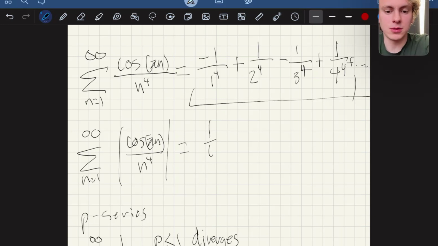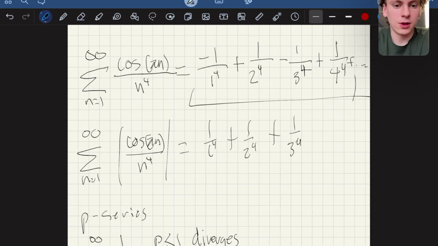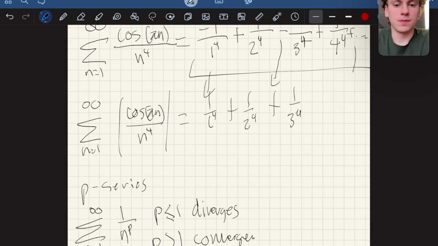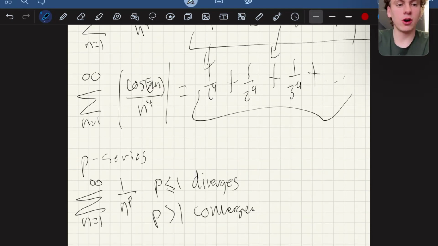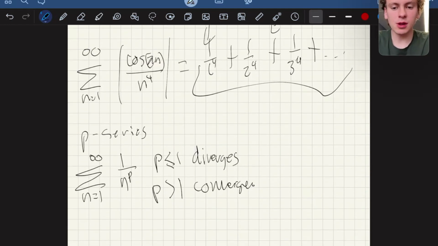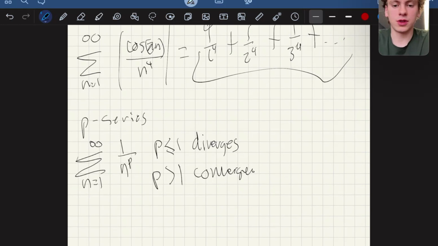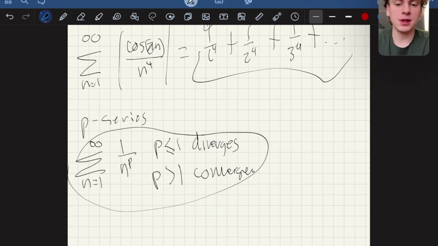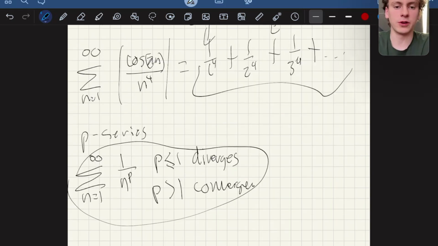So this one becomes 1 over 1 to the fourth plus 1 over 2 to the fourth plus 1 over 3 to the fourth. All of these become positive. To determine if it's absolutely convergent, we must determine if this new series is convergent. So recall P series. A P series is a series with this form, 1 over n to the p. If p is less than or equal to 1, the series diverges. If it's greater than 1, it converges.